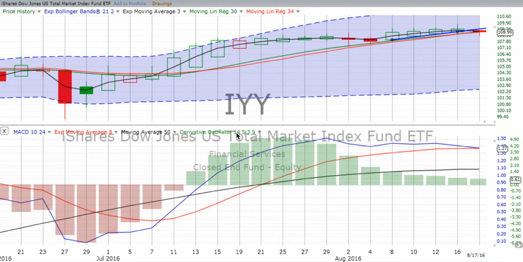Let's jump right into IYY. That is the total market, an exchange traded fund that tracks the whole market. And what do we see going on with the whole market?